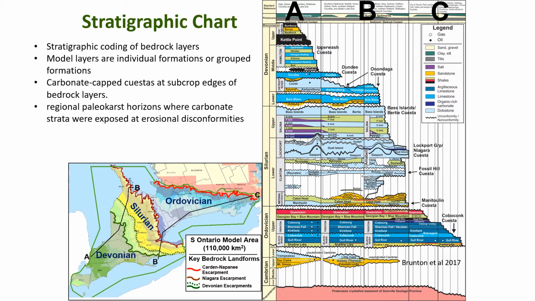Model layers represent individual formations or grouped formations where necessitated by data quality, quantity, or thin formations. The erosional profile of the subcrop edges is represented on the chart, showing the frequent occurrence of carbonate capped cuestas. Of particular importance for groundwater movement are the occurrence of regional paleokarst horizons where carbonate strata were subaerially exposed at erosional disconformities in the geologic past.